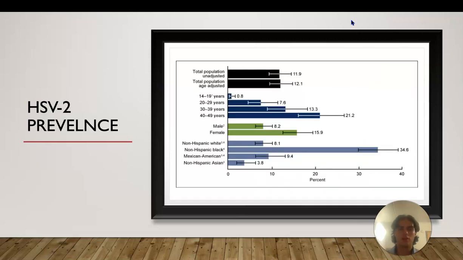For HSV2, this is obviously less prevalent. We see that 12% of people in America get this disease, and it's really low at ages 14 to 19. But it heightens a lot, to 21% by the age of almost 50. This is because it is a sexually transmitted disease, so it's not going to be passed on as easily as HSV1, which spreads through saliva. Again, 15% of women get this, which is a little bit more than men.